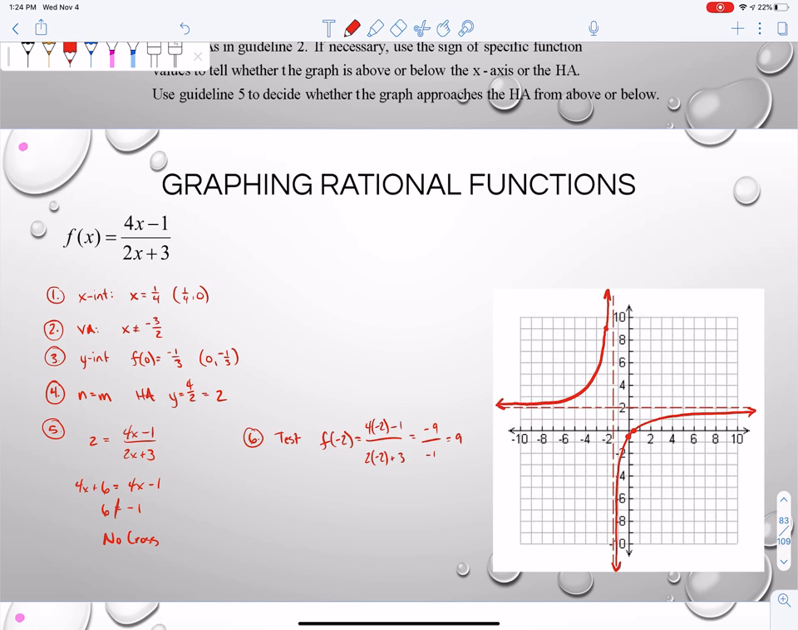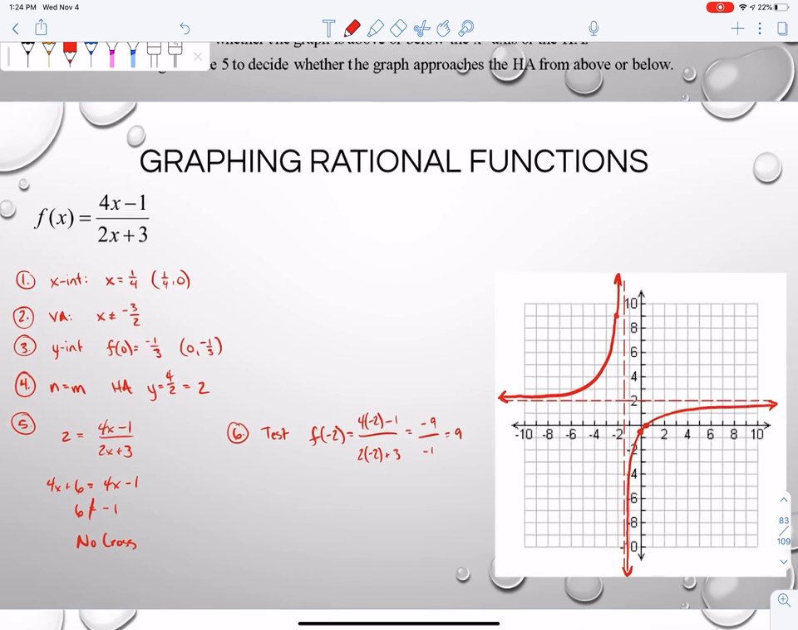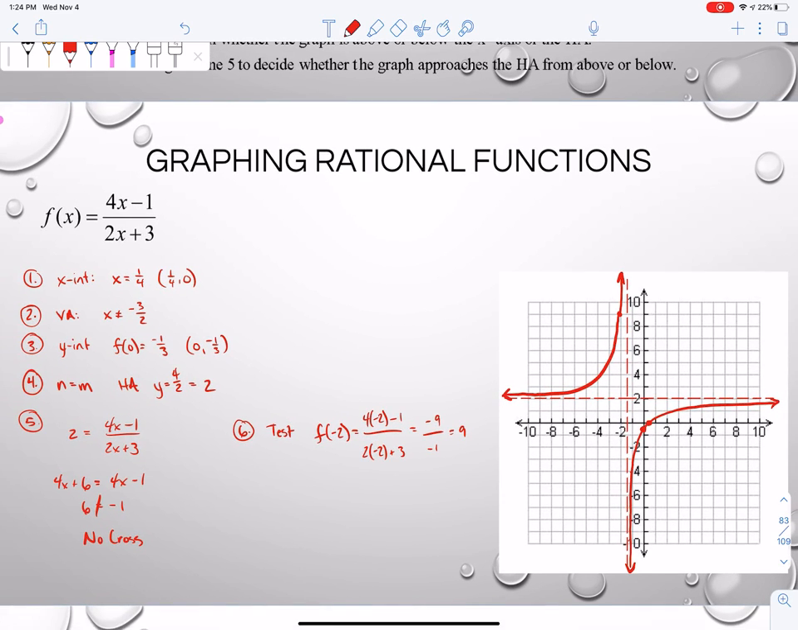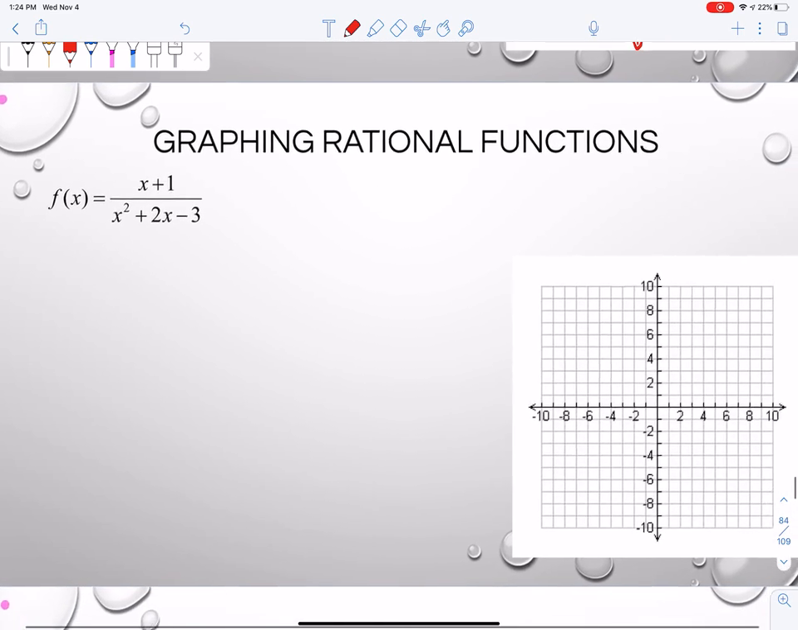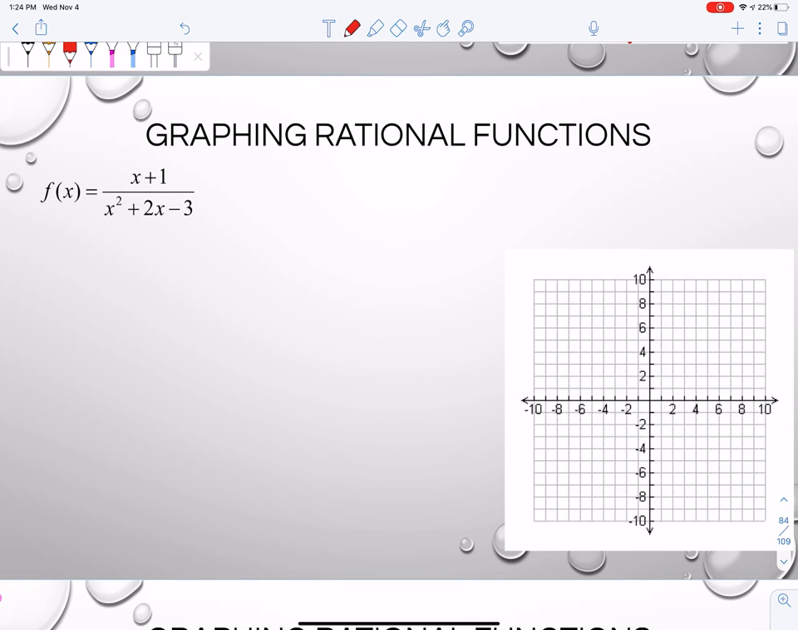Okay. And congratulations, we've graphed our first rational function. All right, let's go through and do a couple of these because this is one of those where repetition is kind of key. Okay. So second example, f of x equals x plus 1 over x squared plus 2x minus 3.